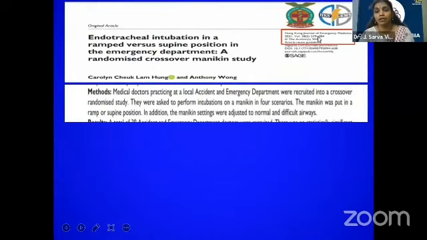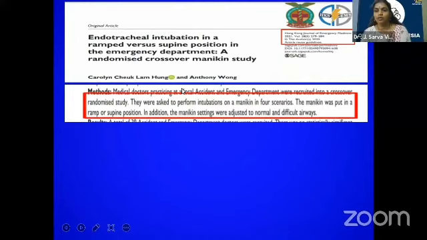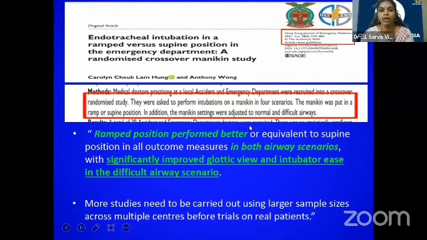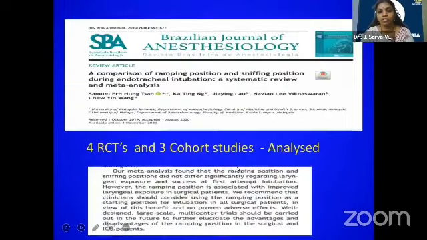This is a very recent study, published in 2020 in the Hong Kong Journal of Emergency Medicine. It was done in a mannequin. It's a crossover mannequin study, so patient bias is ruled out. Here they studied endotracheal intubation in the ramp versus supine position, and four scenarios were set up. The mannequin was placed in the supine and in the ramp position, and in addition, the mannequin settings were adjusted to simulate normal and difficult airways. And what was their outcome? They stated that the ramp position performed better than or equivalent to the supine position in all four scenarios, but it significantly improved the glottic view and intubator ease in difficult airway scenarios. They suggested some more studies to be done on real patients to conclude.